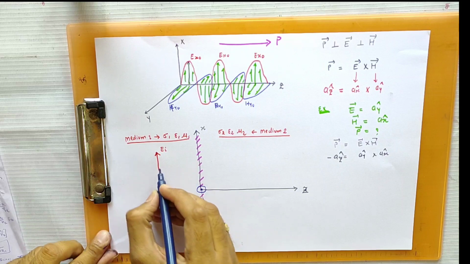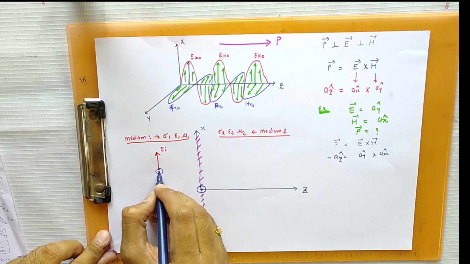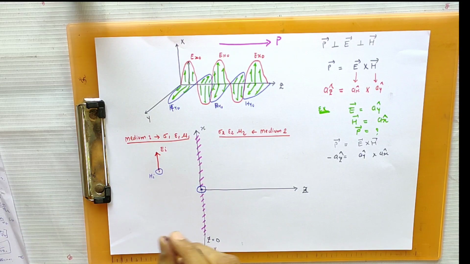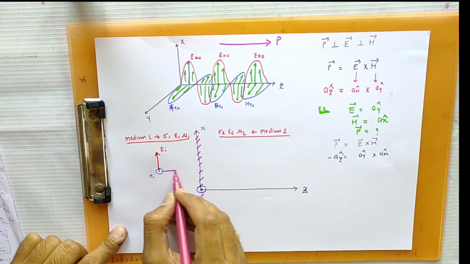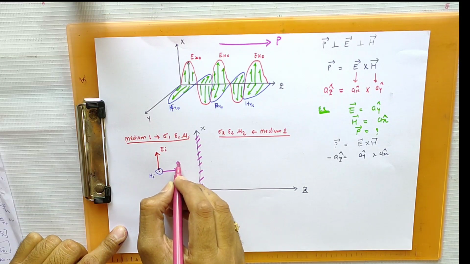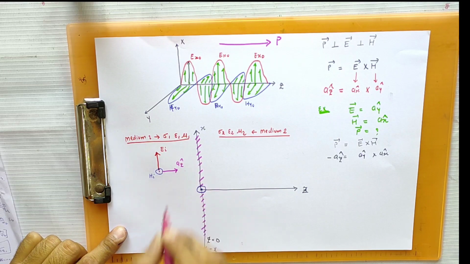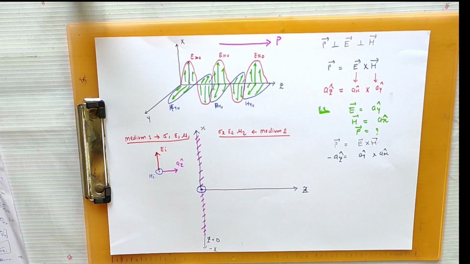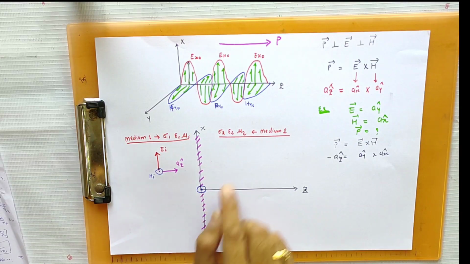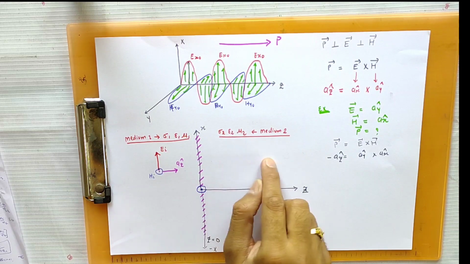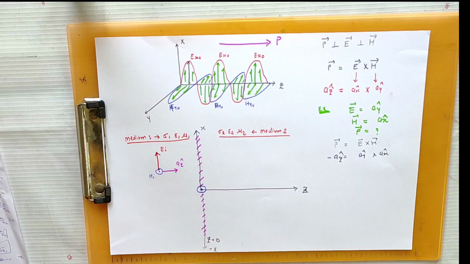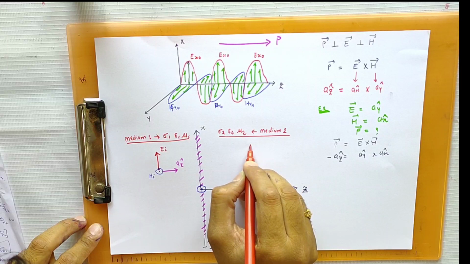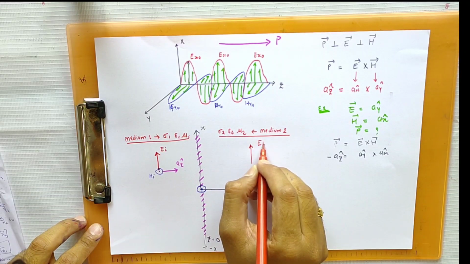This is the direction of H_i. And which is the direction of propagation? Propagation is in the Z direction, so this is a_z, the propagation direction. This is known as the incident electric and magnetic wave. Some portion is transmitted inside the second medium. I will draw this transmitted wave E_t.